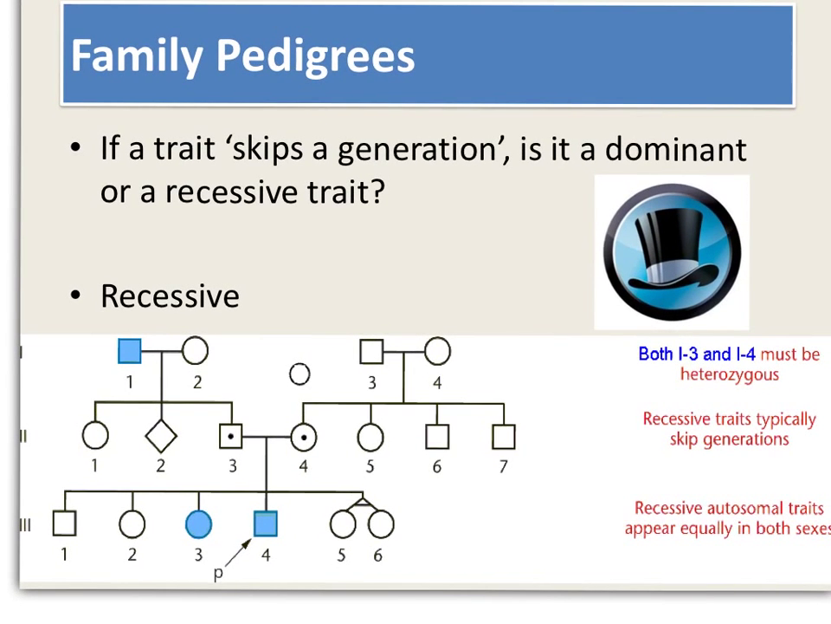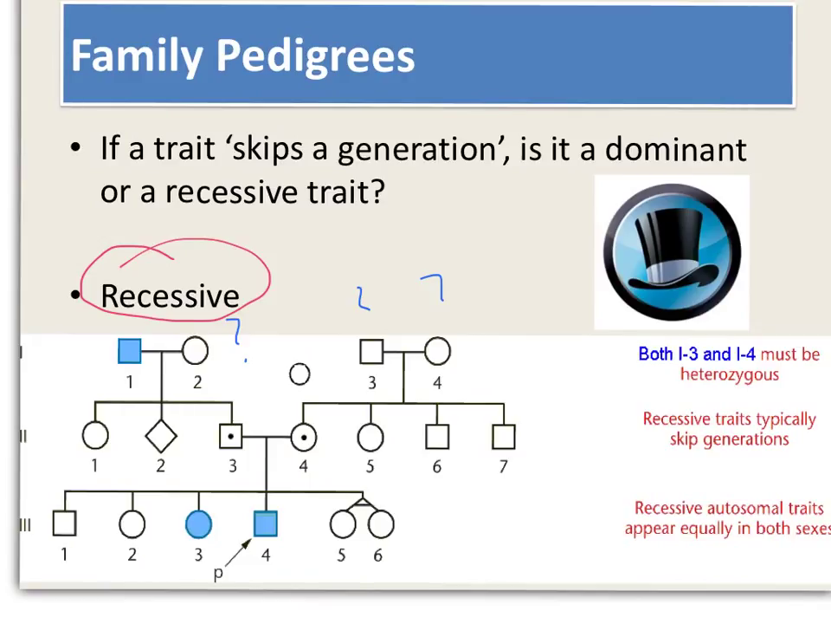So, family pedigrees. Now, we don't know. We have this dominant trait. Recessive trait. Okay, so here we are, recessive, and we have questions about what this is, about what this is, and about what this is.